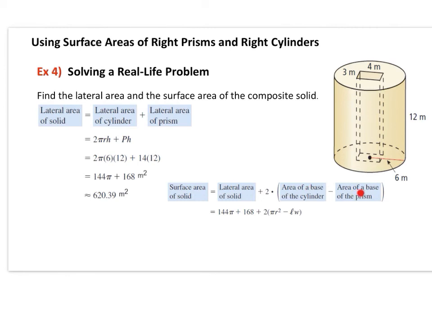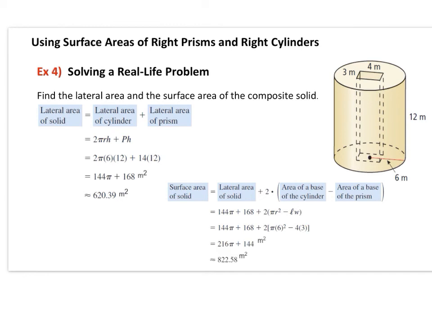So then over here, we just need to identify the two areas we would use. For area of the base of the cylinder, that's going to be pi r squared. Area of the base of the prism is going to be length times width. So we're subtracting the area of the circle, pi r squared, minus length times width. And we already know those values. For radius, it's 6. For length, it's 4. For the width, it's 3.